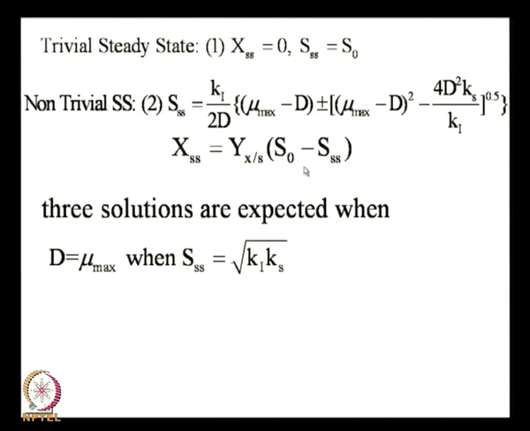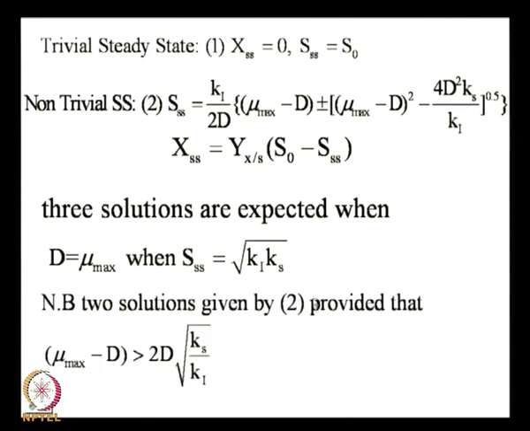So if S naught minus S has been consumed, then y times that would give you the amount of cells that has been formed. So for a1 equals 0, the first coefficient equals 0, or for d equals mu max, SS is square root of ks over ki. Okay. So the two solutions that you get over here, the non-trivial solutions, exist provided that mu max minus d is greater than this, or in other words, the discriminant is positive. Okay. So you get this. So mu max minus d, 2 kd, is it correct?